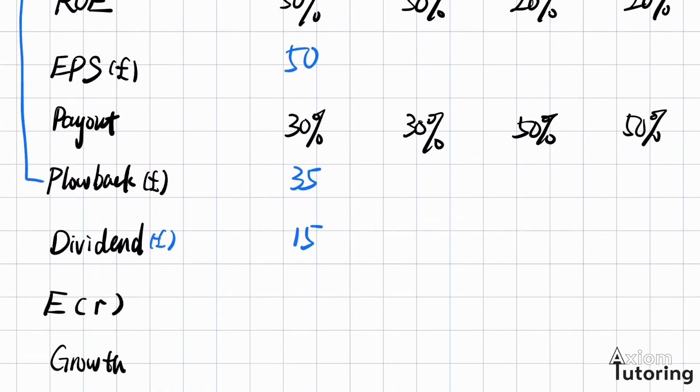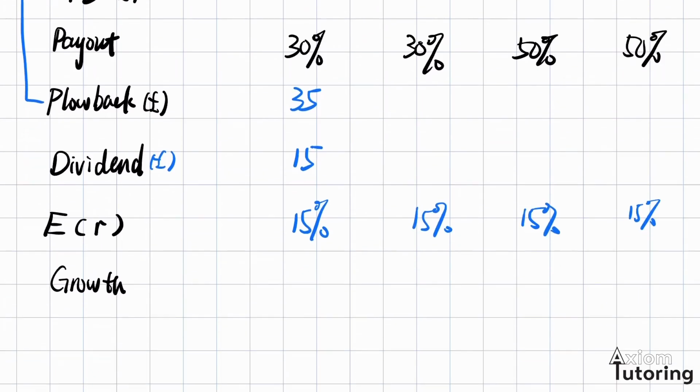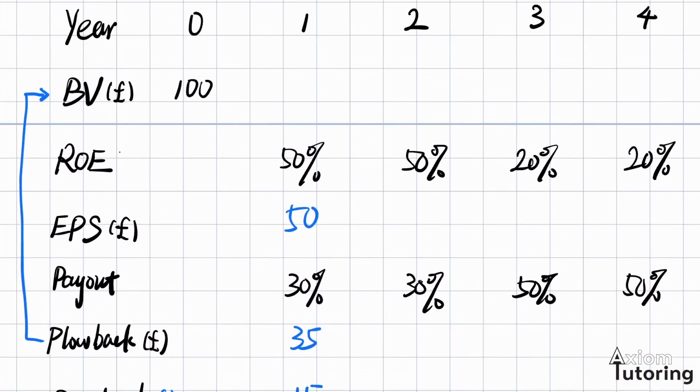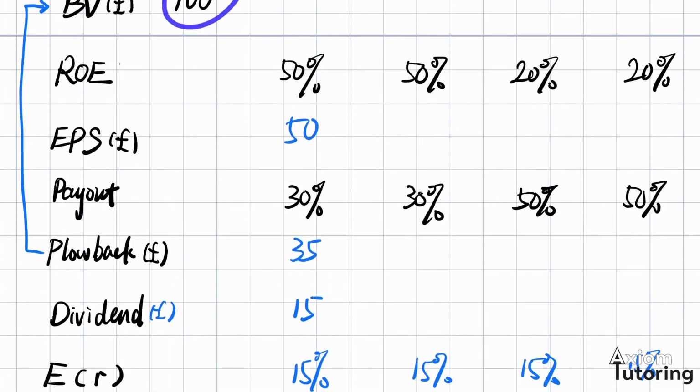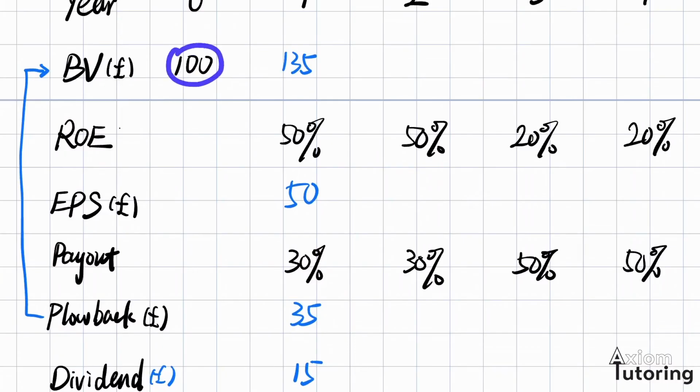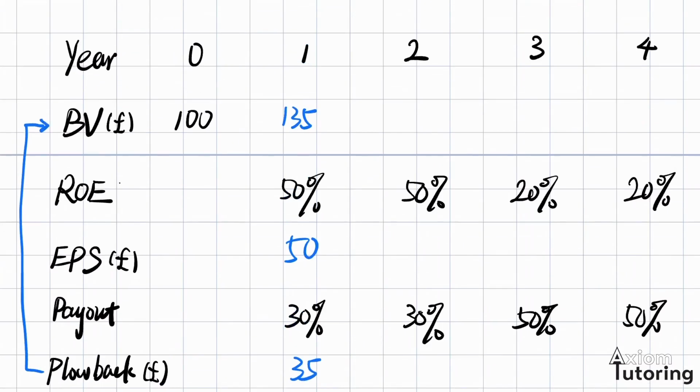We'll put the expected return here, 15% all across the years, and the growth we'll do later. Here we have 100 as the initial book value, added with the plowback as reinvestment, and it goes up to 135. So from the book value, we can know the growth rate from year 0 to year 1 is 35%.